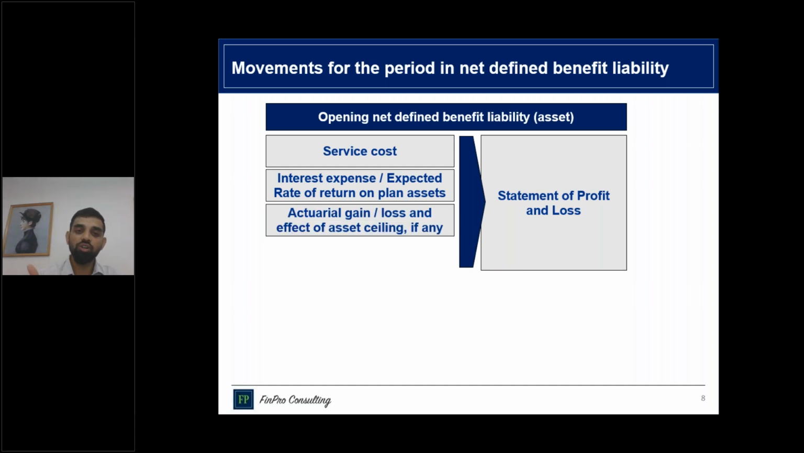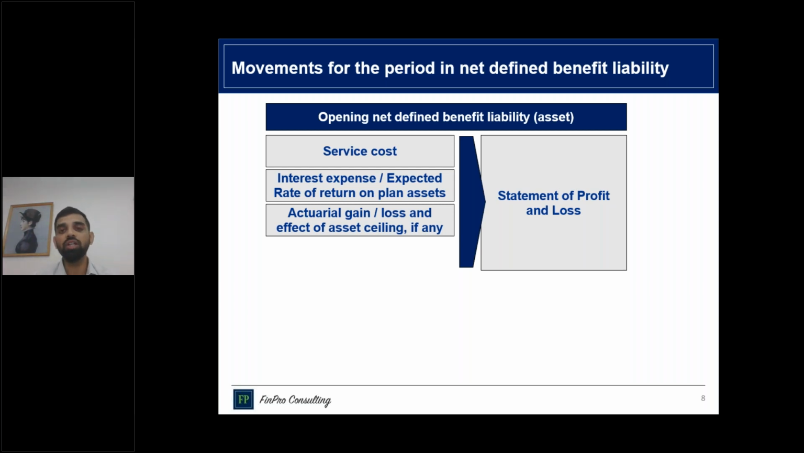So service cost will increase the liability. If it is net interest expenditure, again it will increase your liability for the current period. Now third is actuarial gain and loss. Now what do you really mean by actuarial gain and loss? We have all heard of this term before.